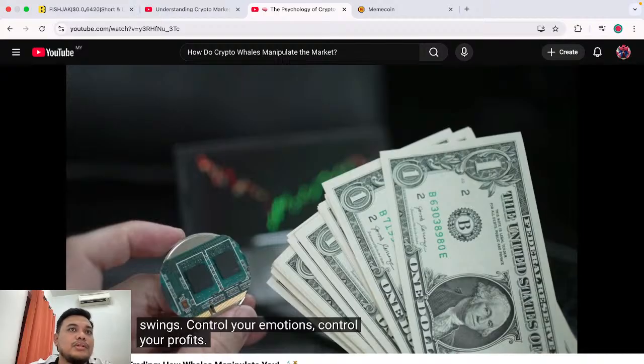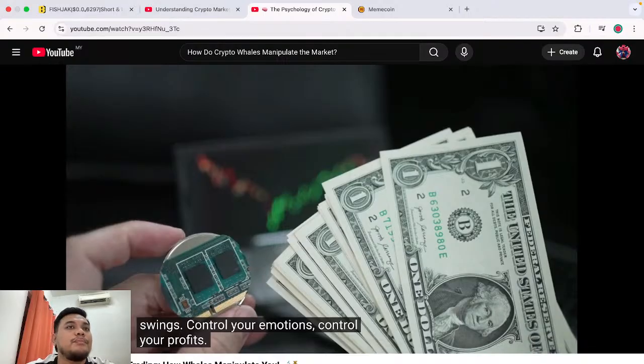Some whales place fake buy or sell walls to scare or attract new players, which makes it even more difficult for us to know about it. The wall disappears once the retail trader reacts. So spotting disappearing walls teaches you to avoid getting fooled by temporary liquidity games, right?